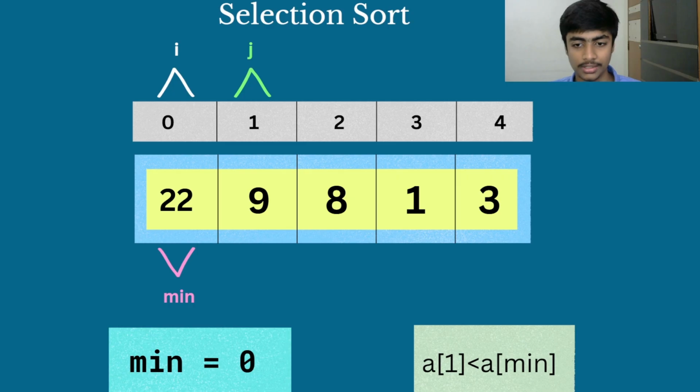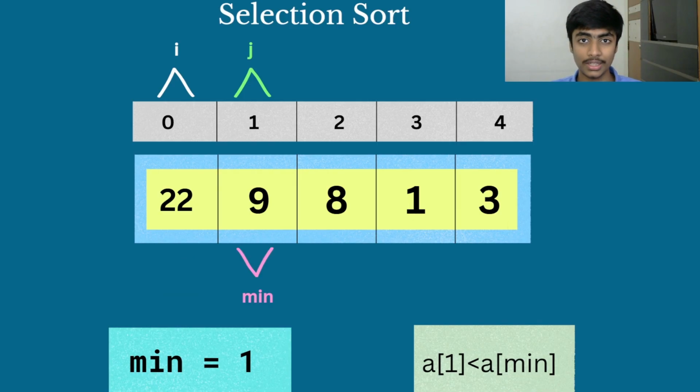Now let's start iterating this array. If you look at this array over here, j is initially set to 1. And we're going to check if a of 1, basically if a of j, is lesser than a of min. In this case, this is true. 9 is lesser than 22. So we're going to set min to j. Our min is going to be set to 1.